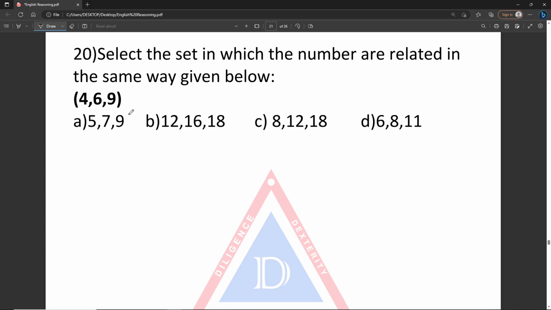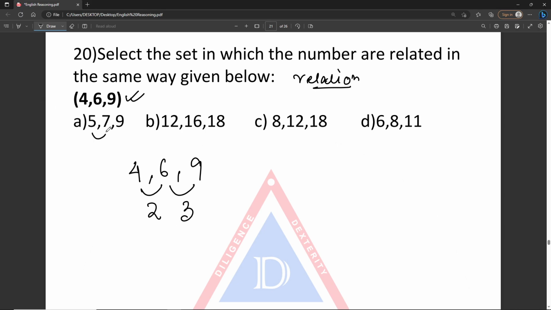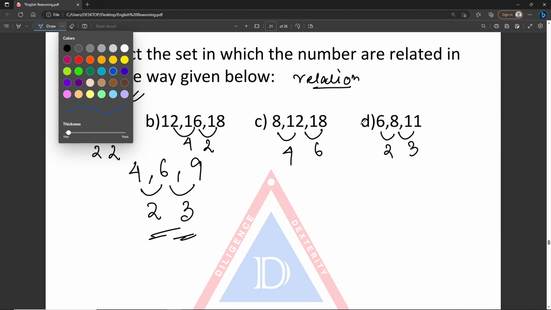This question is about relation, how this number is related to the given options. So we can see 4, 6 and 9. We can see 4, gap of 2, 6, 9, gap of 3. So in the first case, gap of 2, gap of 2, gap of 4, gap of 2, gap of 4, gap of 6, gap of 2, gap of 3. See, gap of 2, gap of 3. So the option for this question is option number D.